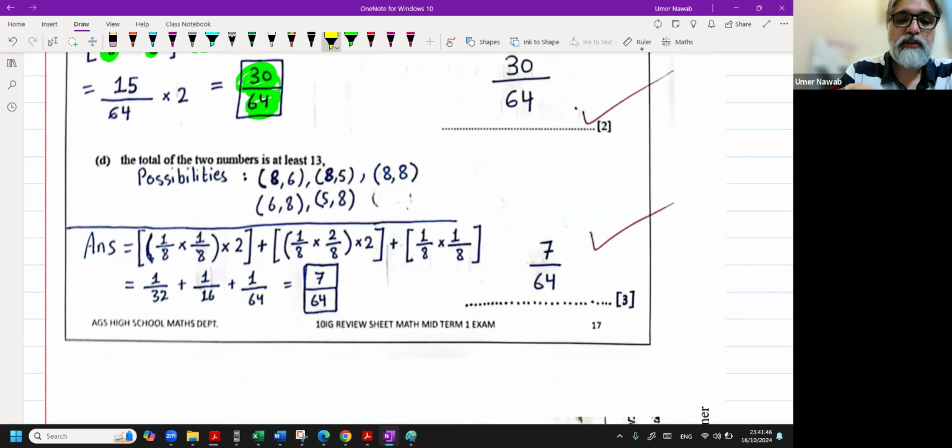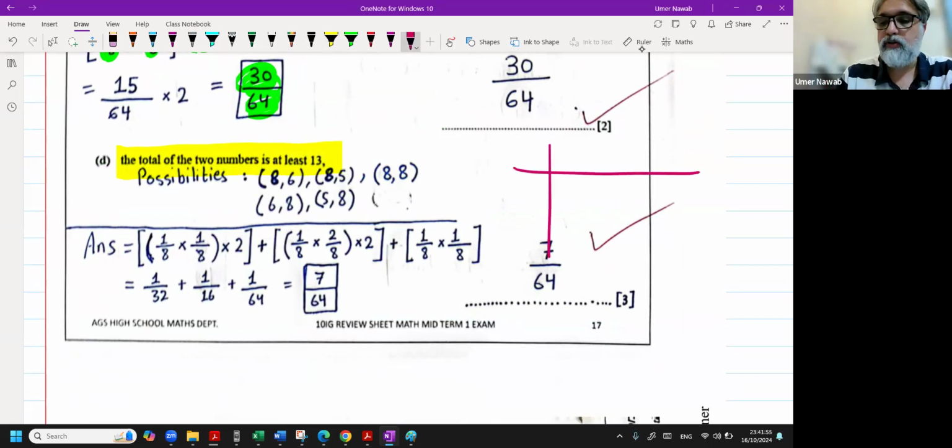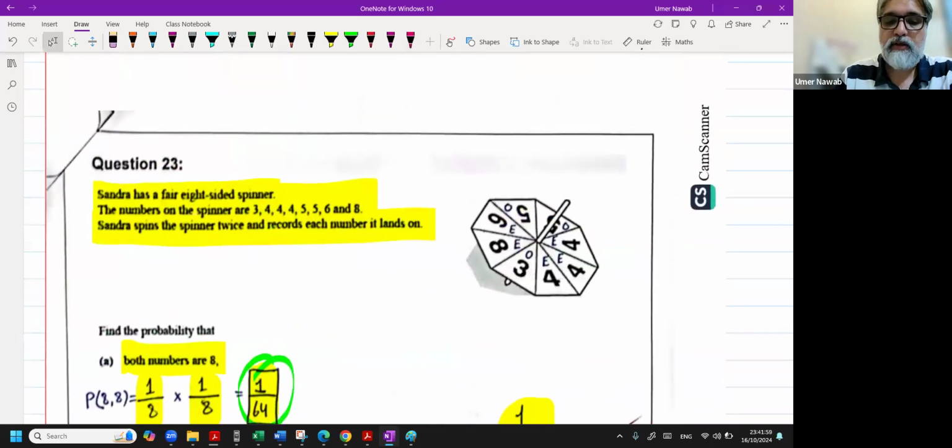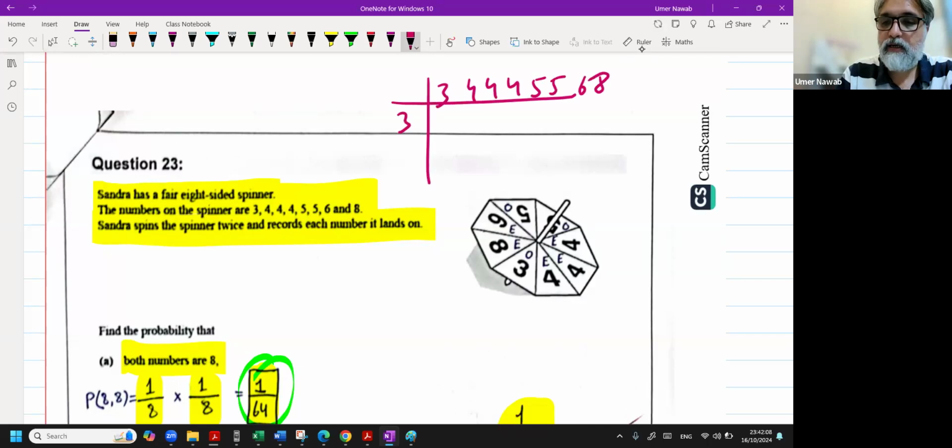The D part was interesting. He said the sum of the two numbers is at least 13. Guys, you can make a two-way table, which I have explained to you in the class, because the guy has given you the numbers. Let me make the two-way table here: 3, 4, 4, 4, 5, 5, 6 and 8, and you write here 3, 4, 4, 4, 5, 5, 6 and 8, but it will take a lot of time. Okay, and then you will make a sum table.